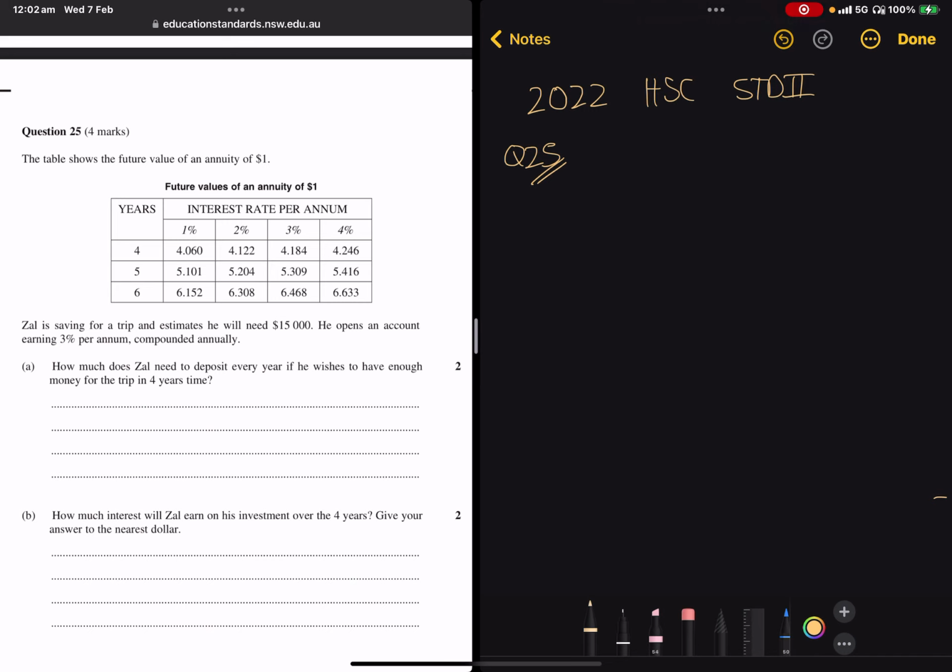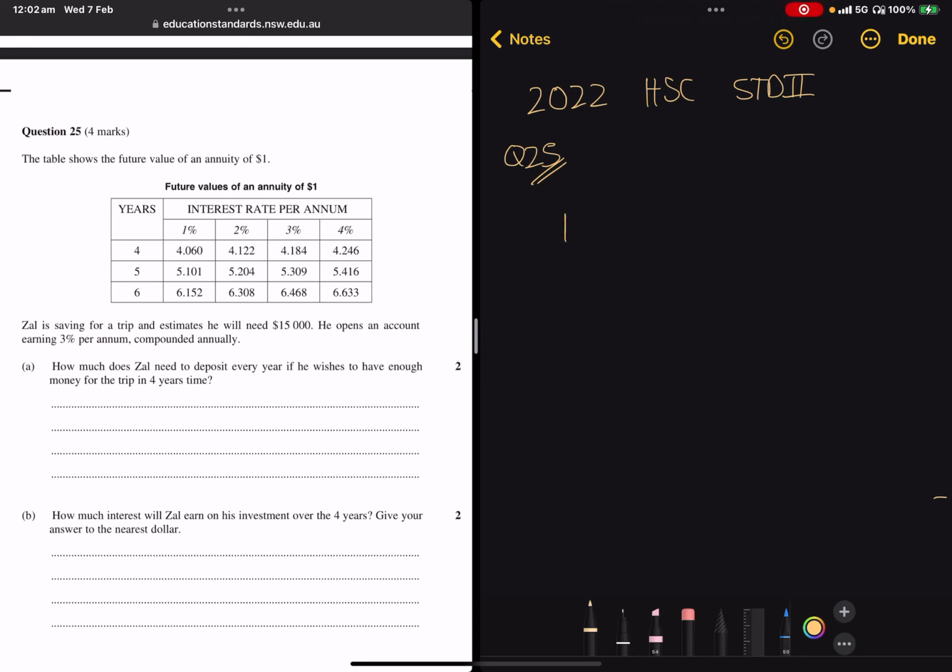So we're told Zal is saving for a trip and estimates he'll need $15,000. So he needs a future value of $15,000. He opens an account earning 3% per annum compounded annually. How much does he need to deposit every year if he wishes to have enough money for the trip in 4 years' time? Okay, so he gets 3%, 4 years.